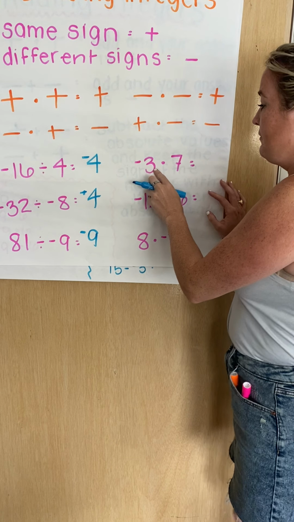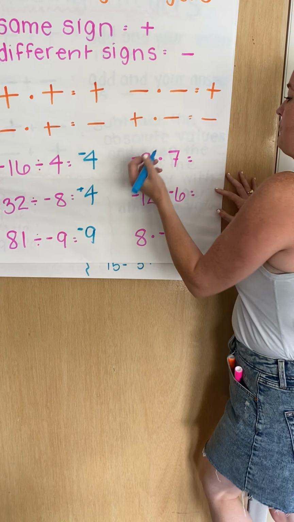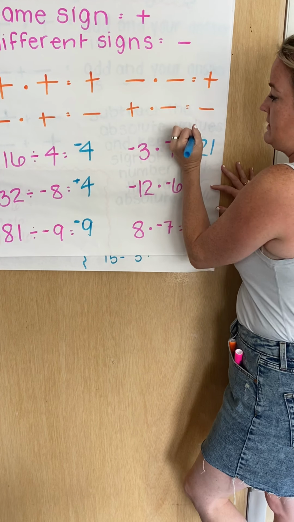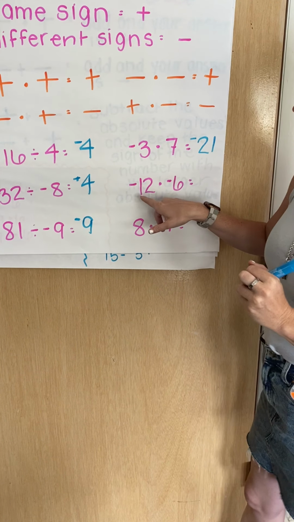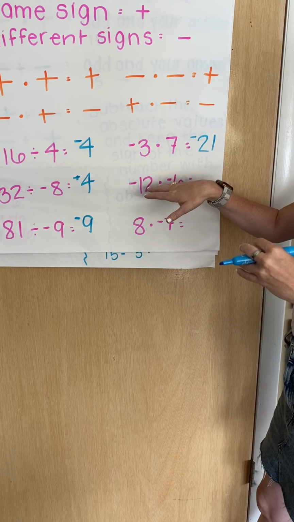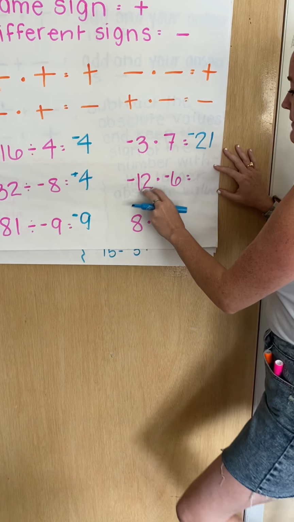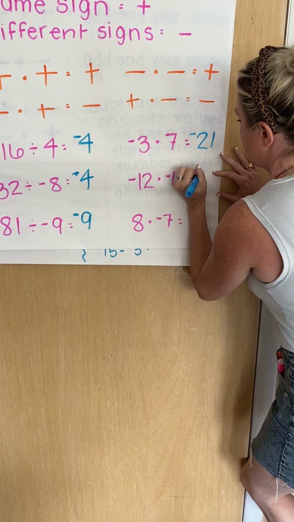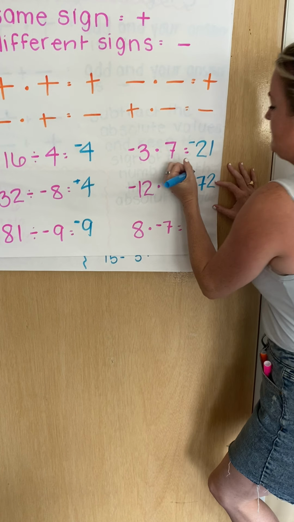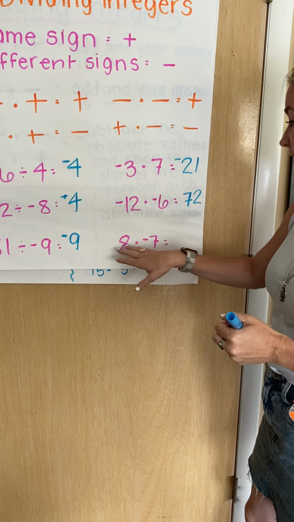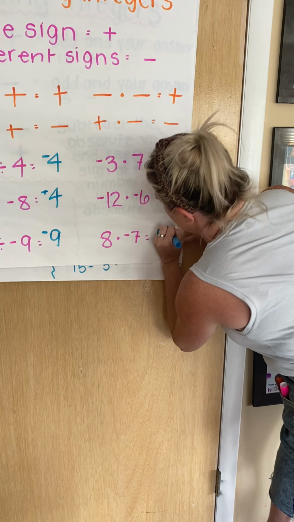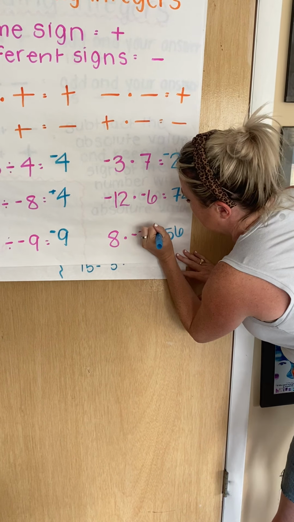Over here, I have negative 3 times negative 7. So I know 3 times 7 is 21. My signs are the same, so it's going to be positive. Negative 12 times negative 6. So I'm going to multiply. I know 12 times 6 is 72. And my signs are the same, so my answer is going to be positive. And then 8 times negative 7. I know 8 times 7 is 56. And since my signs are different, it's going to be negative.